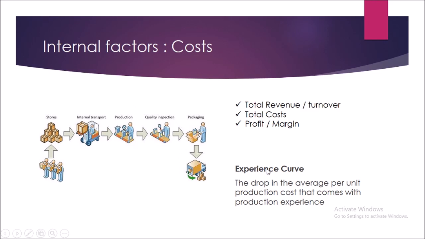So in the experience curve, we identify the drop in the average per unit production cost that comes with production experience. Why? That is what we know as economies of scale. Whenever the capacity, or the production, is larger, the per unit production cost will be lower. It comes down. So these are the things.